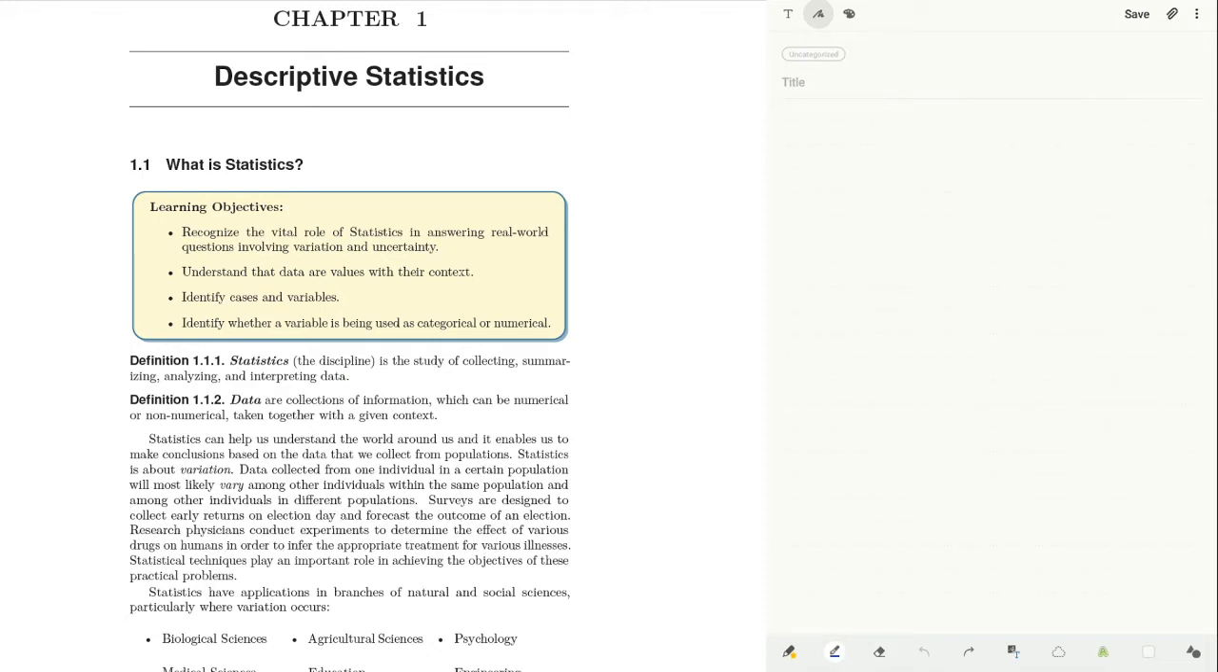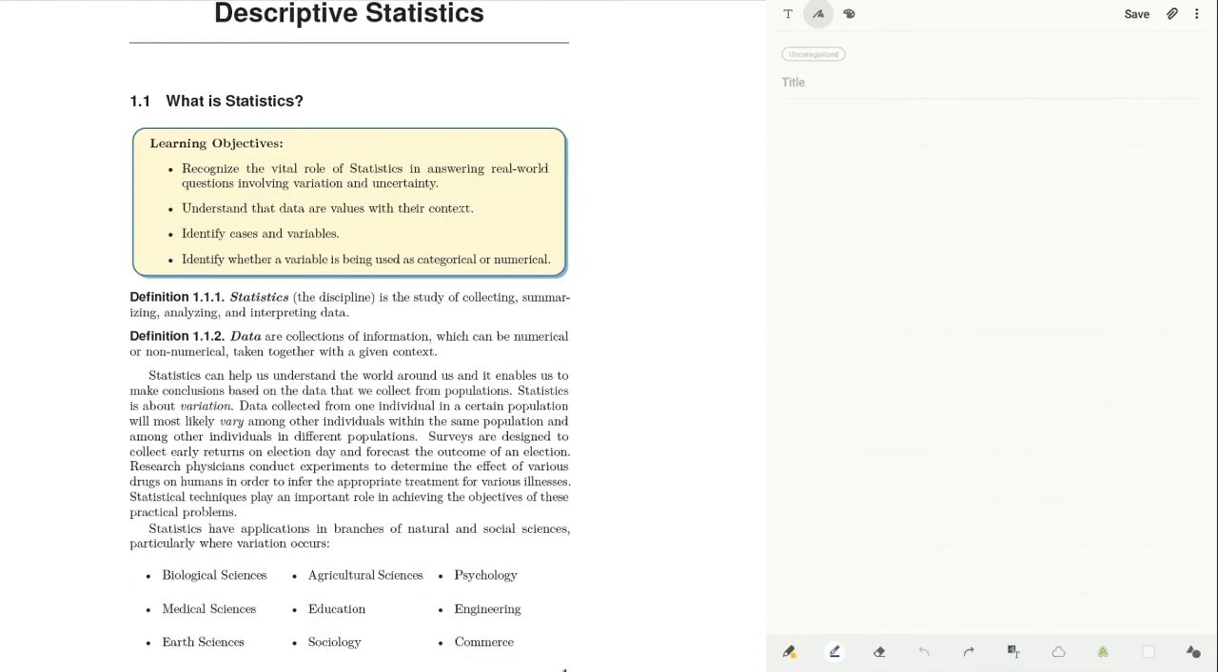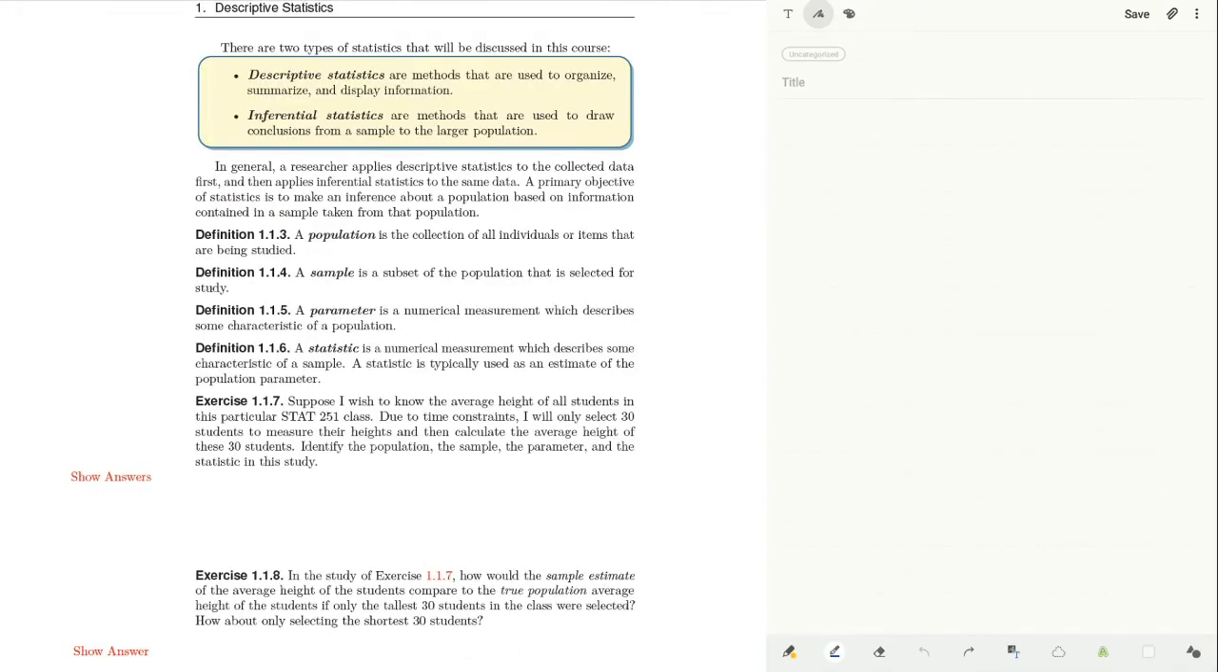When we collect data from one individual, such as their age, we would expect that this data will vary among different individuals. Statistics is used particularly in areas where variation occurs, such as biological and medical sciences, or in psychology or engineering, and many other areas. The two types of statistics that we will be discussing are called descriptive statistics, which are methods that summarize and display information, and the other is called inferential statistics, which are methods used to make conclusions from a sample to the larger population.